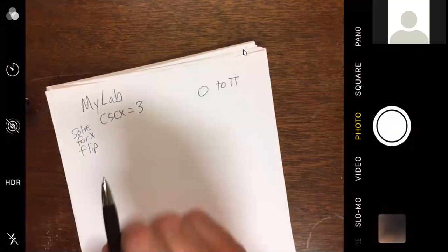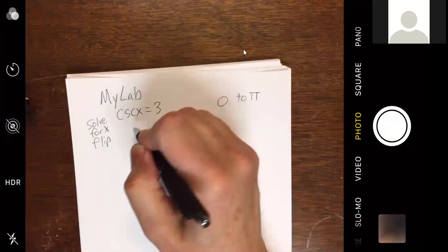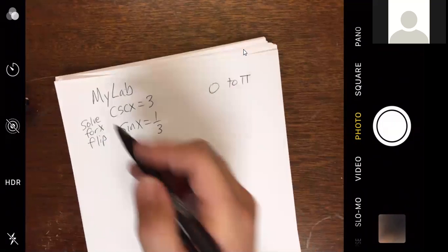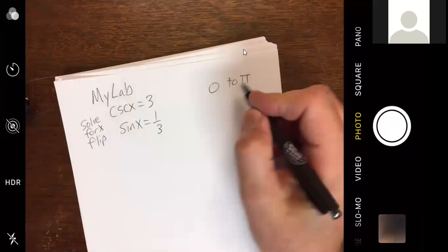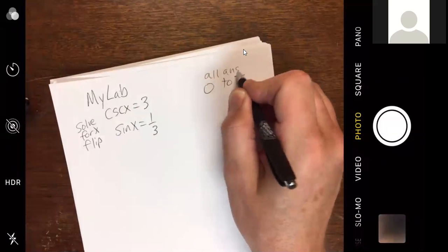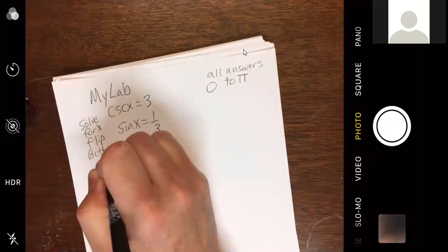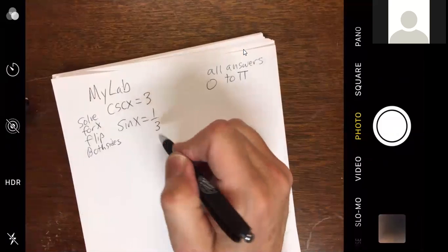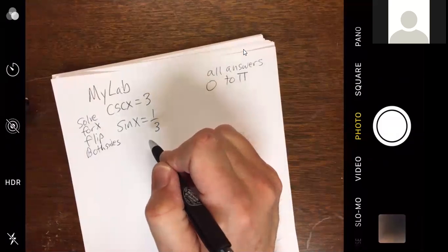The question on the table is MyLab. Cosecant of x is 3. That'll mean sine of x is 1/3. They want you to solve for x with cosecant of x equal 3, all answers on 0 to pi. Do you know that you can flip both sides? That will change this to a sine, and then flip 3 and you get 1/3. Okay, I perhaps had heard that, but I wasn't thinking of that for this context.